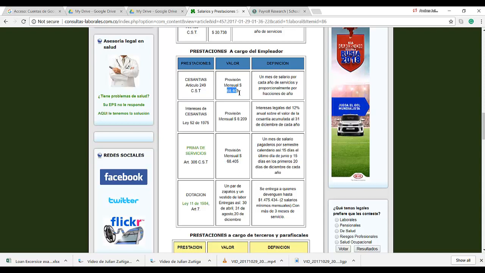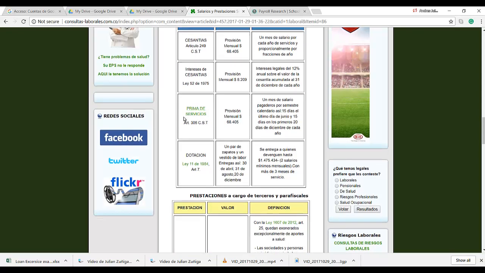Remember that all these values depend on the wage, okay? Like every month, in order to get this, you need to save, as an employer, 8,000 pesos. In order to get this at the end of the semester, you need 68,000 pesos, okay? And it's pretty much 1 month of salary for every year. So you just need to get the salary and divide it by 12, which are all the 12 months.